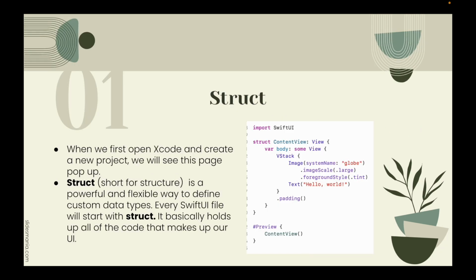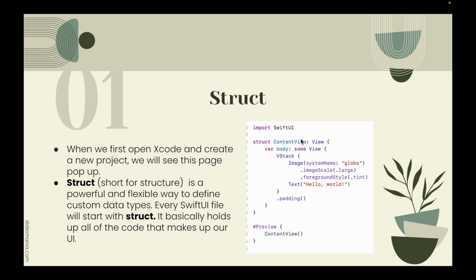When we first open Xcode and create a new project, we will see this page pop up. Struct, short for structure, is a powerful and flexible way to define custom data types. Each SwiftUI file will start with struct. It holds all of the code that makes up our UI. In this case, we have struct and then the view, which is ContentView, equals View, and an open curly bracket and then a closing curly bracket.